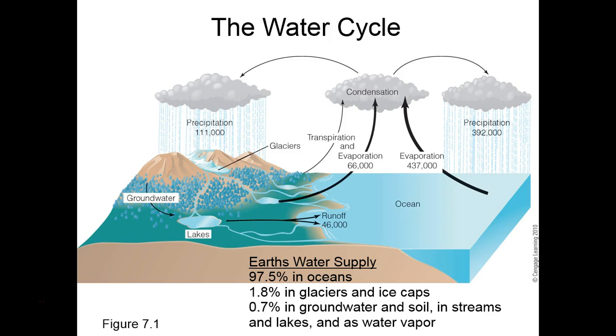Okay, so this image is showing you the connection of water with our ocean, with our land, and with our atmosphere. Earth's water supply is found in oceans, lakes, and glaciers, but the majority of it is found in the oceans. 97.5% of our water supply is locked in our oceans. 1.8% is in glaciers and ice caps, and the remaining 0.7% is in groundwater and soil, found as water vapor, and also in lakes and streams.